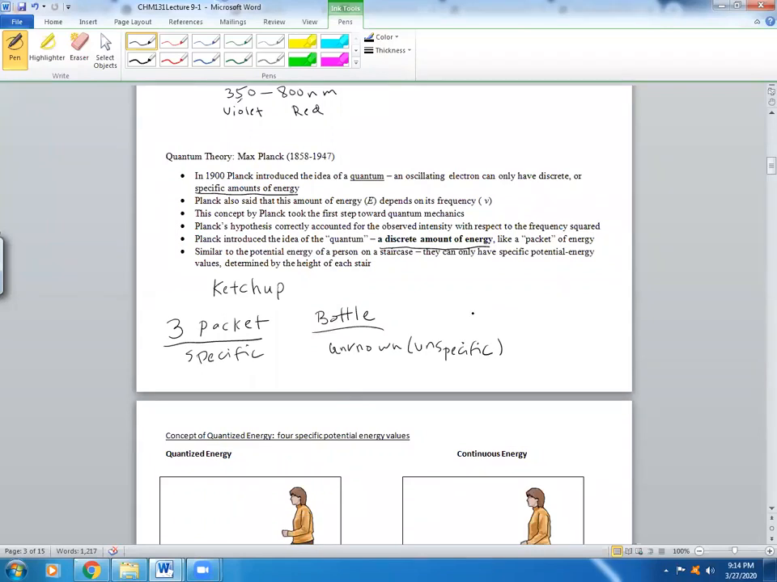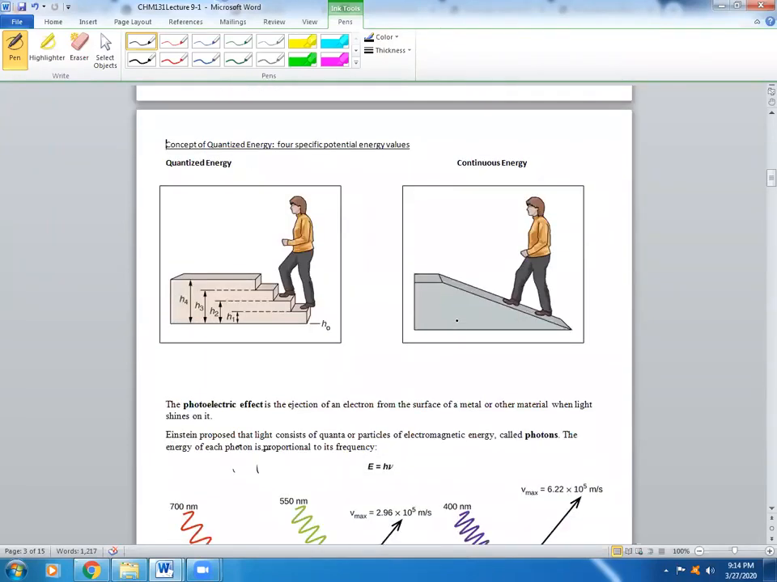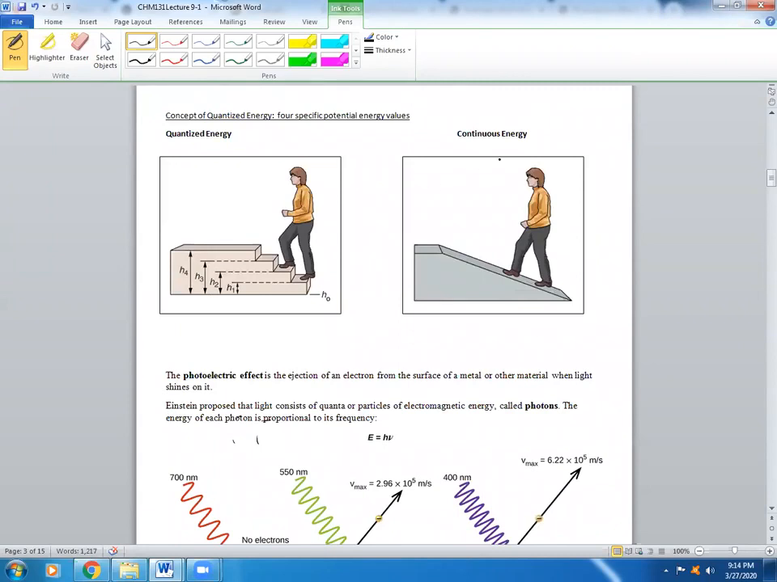So let's look at another analogy here. We need to move away from what we call continuous energy and move to something called quantized energy. If you look at this person here, this person is climbing the stairs. On every step, they have a specific amount of potential energy. You know that from the last video, in thermochemistry: with height, you have more potential energy.